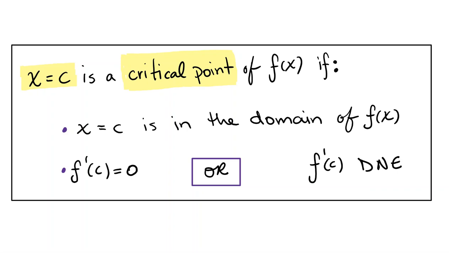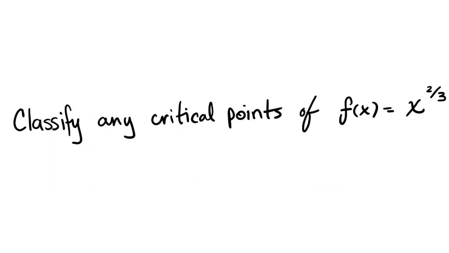X equal to c is a critical point of the function f of x if two conditions are met. First, if x equals c is in the domain of the original function f of x, and then either the derivative at c equals 0 or the derivative at c does not exist. Let's look at our two examples.